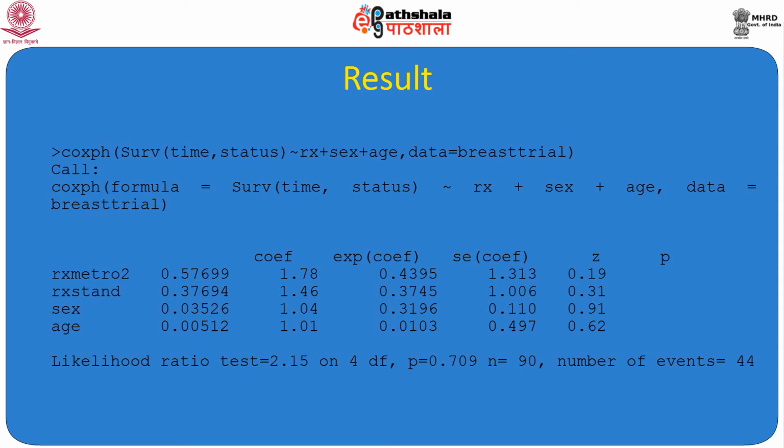is given as 1.78, and for standard it is given as 1.5646. So these 1.78 and 1.56 can be considered as odds ratios. So those patients treated with metro 2, in comparison to metro treatment, are having 1.78 times the chance for more survival.